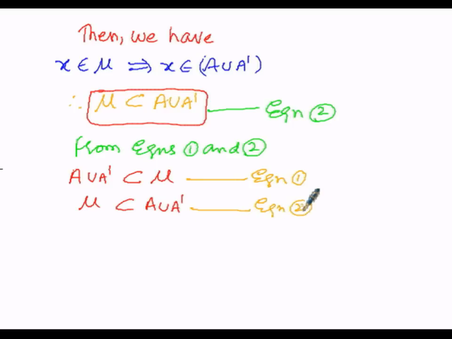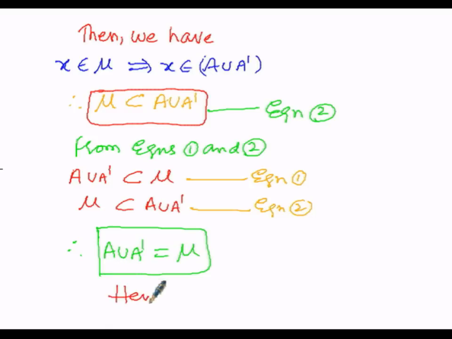So from these two conditions it is clear that A union A dash is a subset of μ and that μ is again a subset of A union A dash. That means LHS is a subset of RHS and RHS is again a subset of LHS. From this it is clear that LHS will be equal to RHS. So therefore A union A dash will be equal to μ. So in this manner we have proved the first complement law, which is A union A dash equals μ. Hence it is proved.